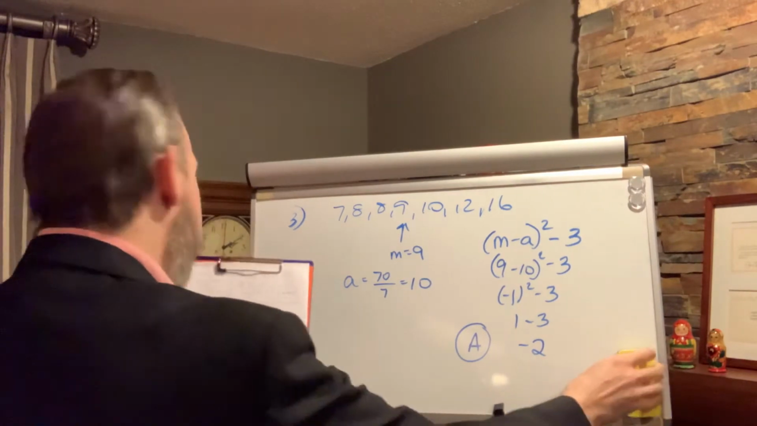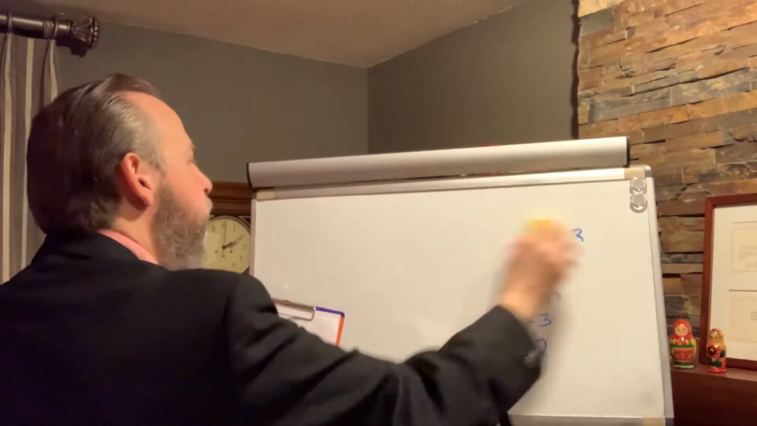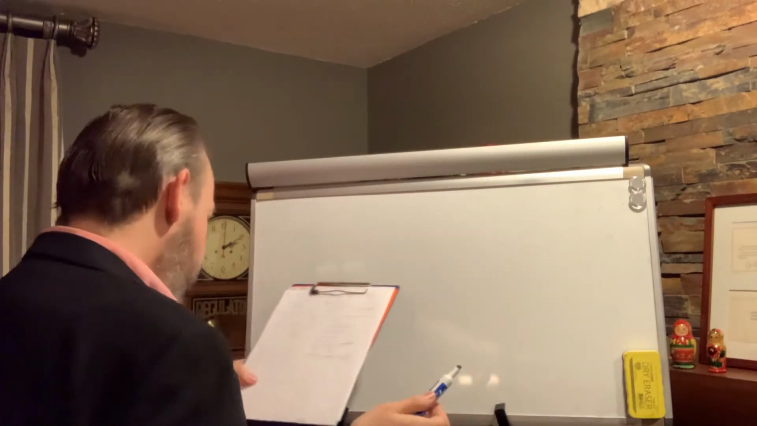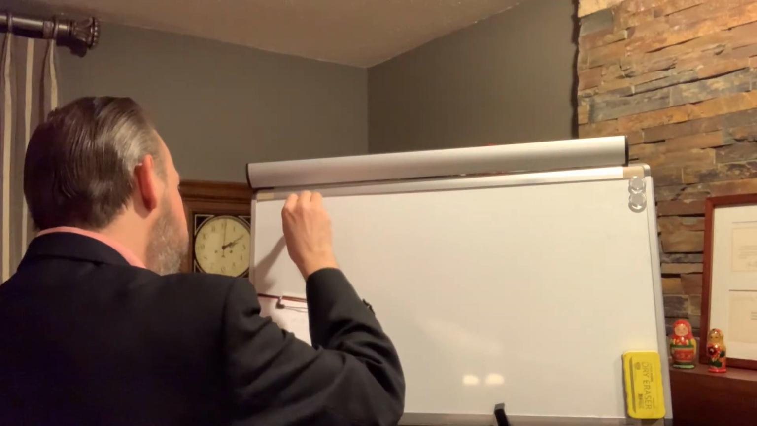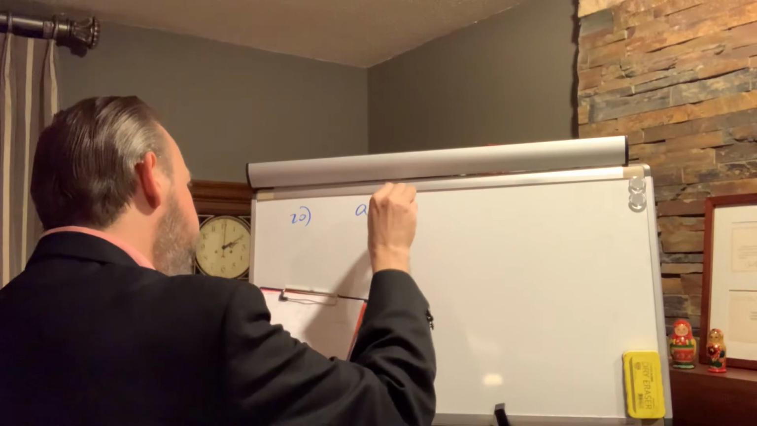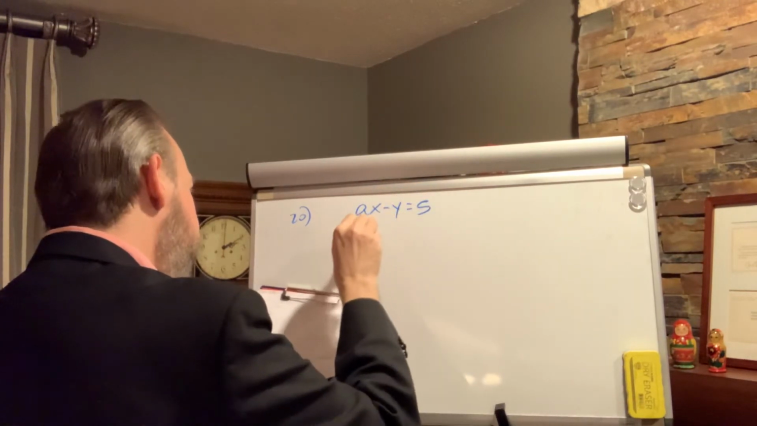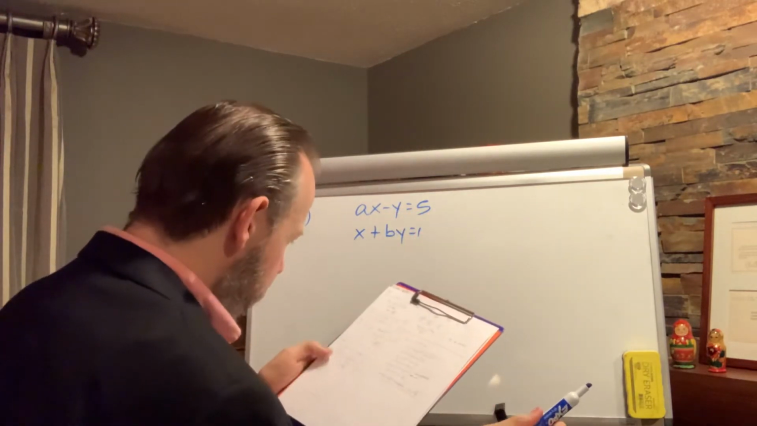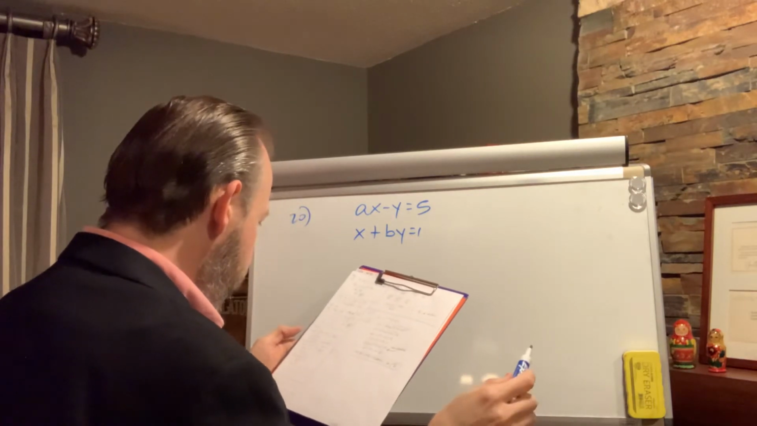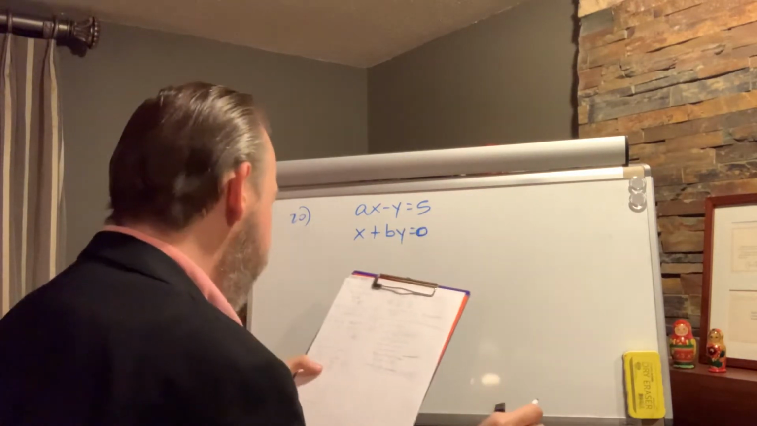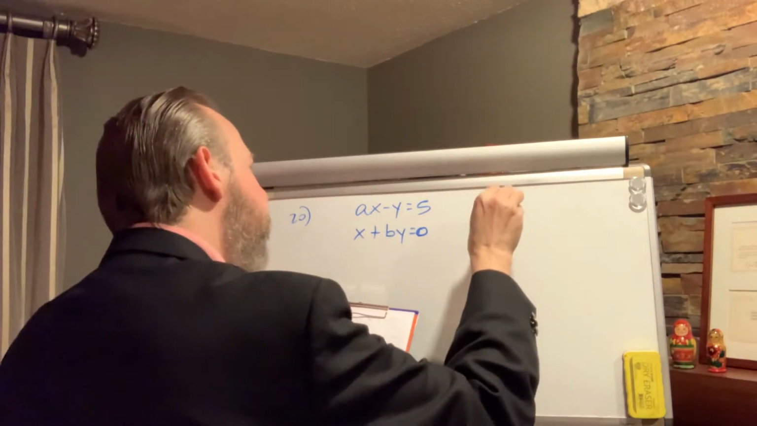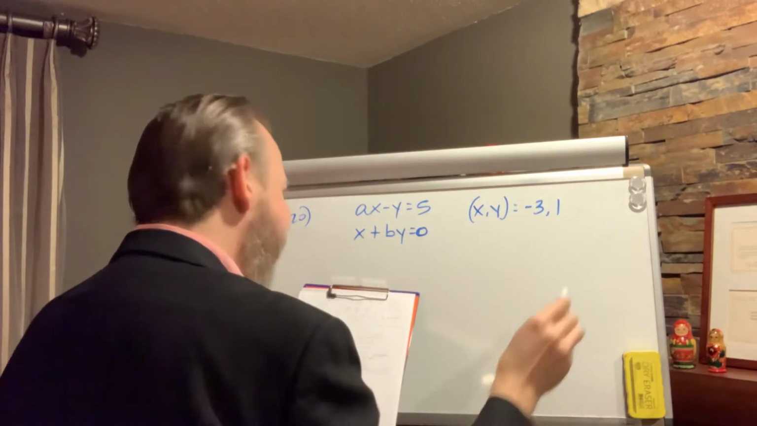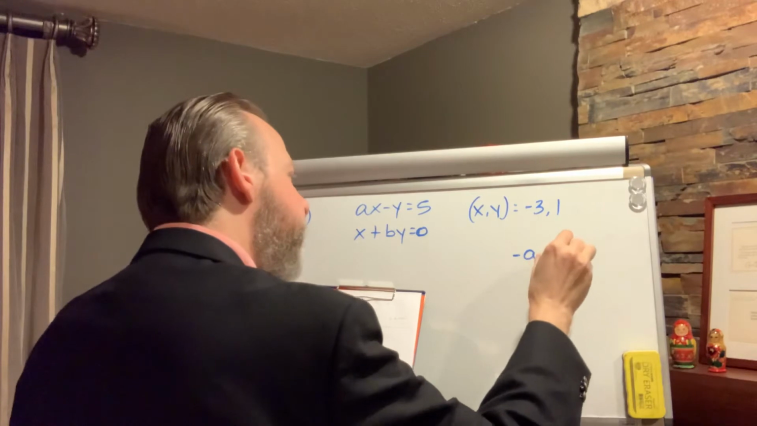Moving on to the next problem, which was number 20, or similar to number 20, I should say, with the changes I suggested. So number 20 gave you a system which was ax minus y equals 5, x plus by equals 0. Hard to read my own writing sometimes. And you were given that xy solution, negative 3, 1. I asked you to solve for what negative a plus b would equal.